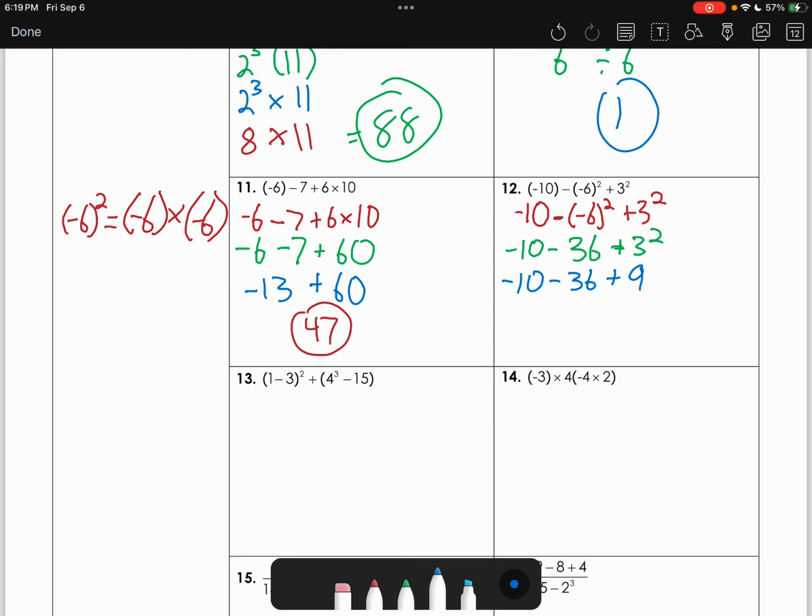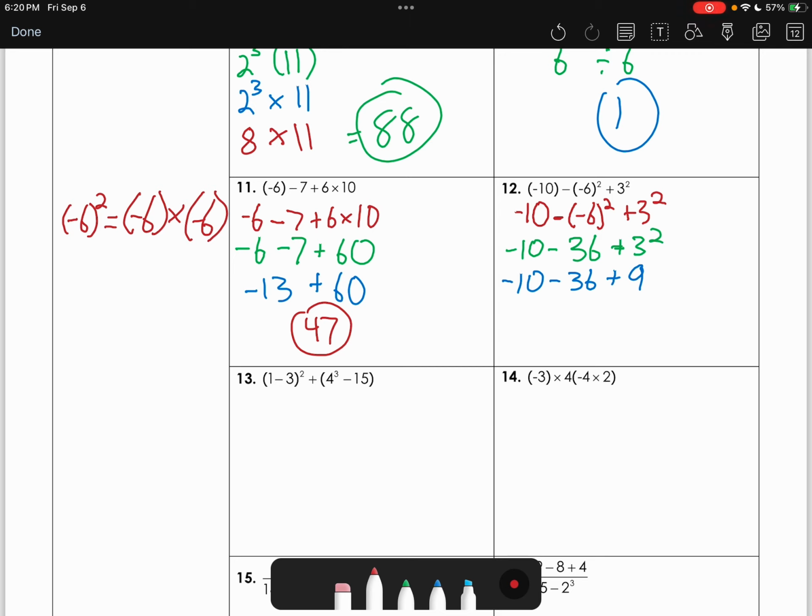Okay, so now we have no more exponents. We've done parentheses, no more exponents. Now we're looking for multiplication and division. I don't see any in there. Now let's look for some addition and subtraction. So I do see some addition and subtraction from left to right.